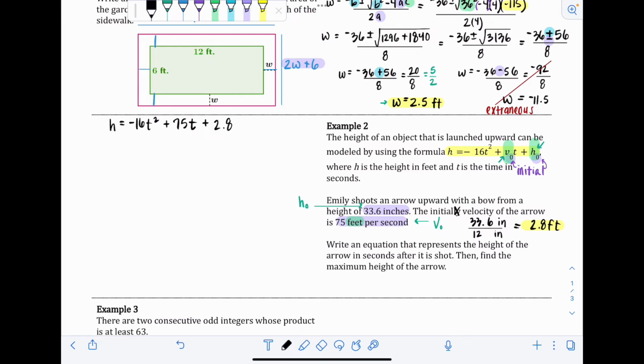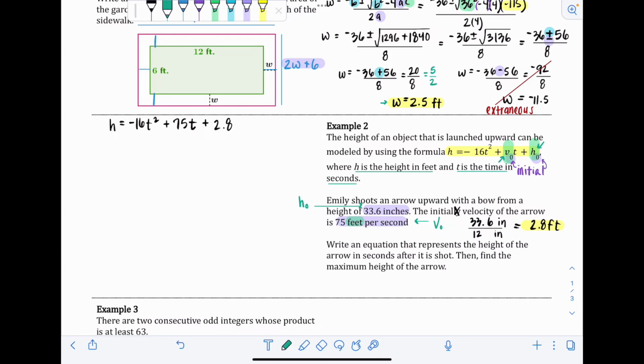Okay, so one more time really quick, just to set up. They gave us the initial height in inches, but velocity is in feet per second, and the formula is also structured in feet per second. So you can see where h is the height in feet, and t is the time in seconds. So we just need everything to be in feet. Since they gave us the initial height in inches, we had to take those 33.6 inches and divide them by 12 to get 2.8 before we can put it into our equation.